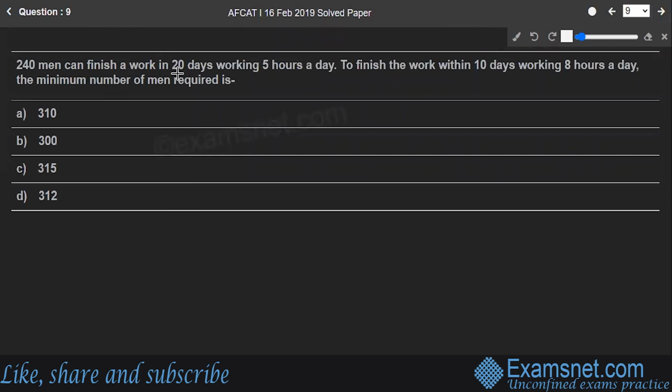240 men can finish a work in 20 days, working 5 hours a day. To finish the work within 10 days, working 8 hours a day, the minimum number of men required is. So this is actually based on the formula: number of men, days, hours in the first case will be equal to number of men, days, and hours in the second case, right? So now the number of men required in the second case, this is what you have to find out.